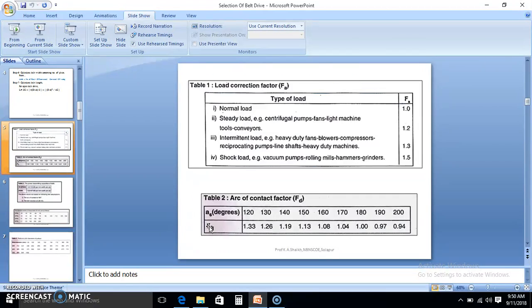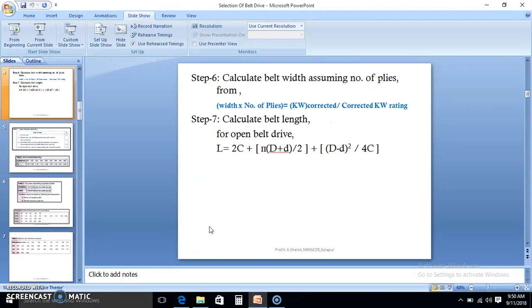So this is the conclusion for step number 6, and the last step is that you have to find out the length of the belt with your usual formula, either for an open belt or for a cross belt. If it is a cross belt, then instead of D minus d, it will be D plus d. The whole formula will be the same; instead of minus, it will be plus.